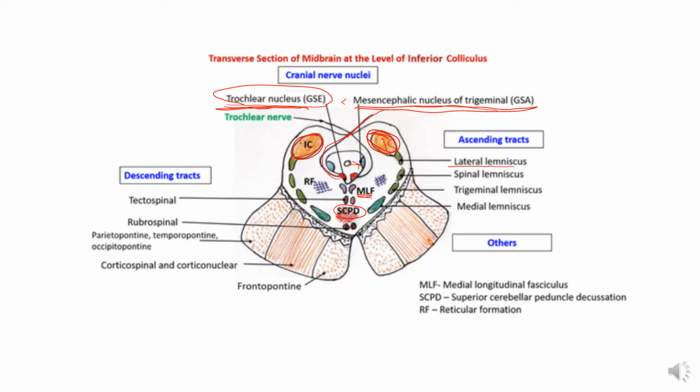The reticular formation is smaller than that of the pons and is situated lateral to the decussation. So this is the reticular formation of the midbrain area, and this is located lateral to the superior cerebellar peduncle decussation. The medial lemniscus ascends posterior to the substantia nigra. The spinal and trigeminal lemniscus are situated lateral to the medial lemniscus. Here you can see this is the medial lemniscus, then the trigeminal, then the spinal, and then the most dorsal is the lateral lemniscus, located posterior to the trigeminal lemniscus.